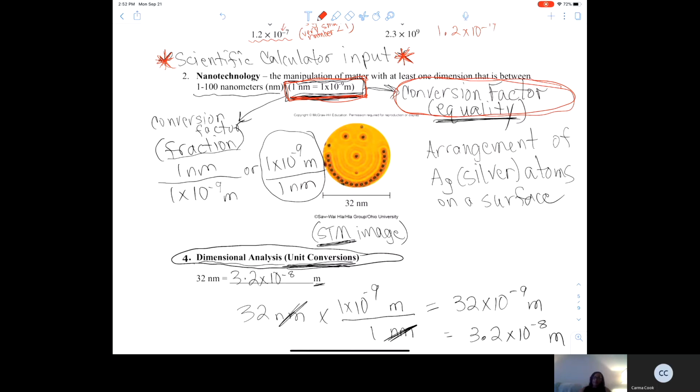A conversion factor, therefore, can be written as an equality, as we see here, but it can also be written as a fraction. If 1 nanometer is equivalent to 1 times 10 to the negative 9 meters, then for every 1 nanometer, there is 1 times 10 to the negative 9 meters. So 1 nanometer per every 1 times 10 to the negative 9 meters. We can also write the conversion factor that is the reciprocal of this one. And therefore, we can say 1 times 10 to the negative 9 meters per every 1 nanometer. Both mean the same thing.